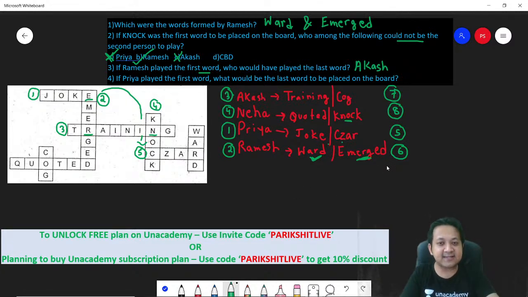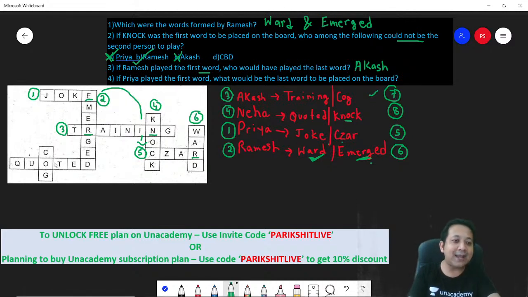So the next number is which one? Ramesh, right? Number 6 is word. Is word possible? Absolutely. 5 is Zar, so word can be number 6 because in that case word will have R common. Correct? Then 7 should be training or cock. Remember, training we have already put, so it should be cock.